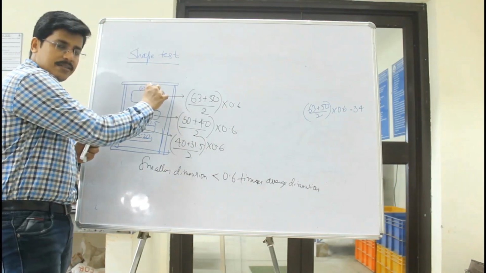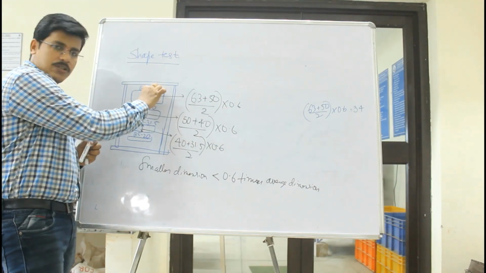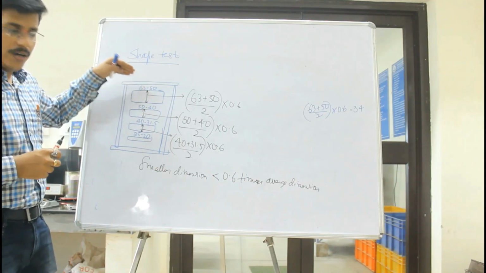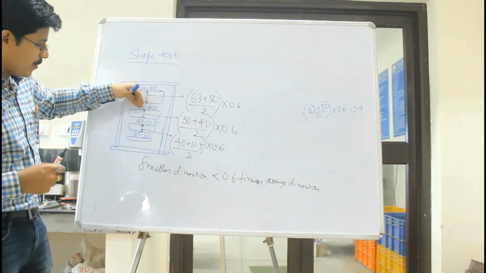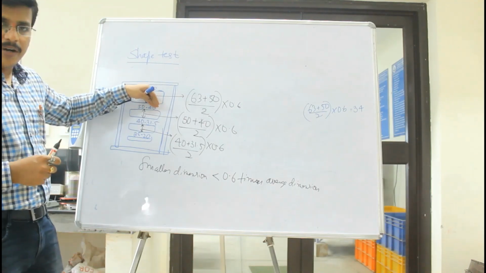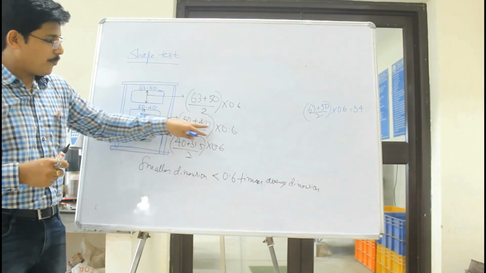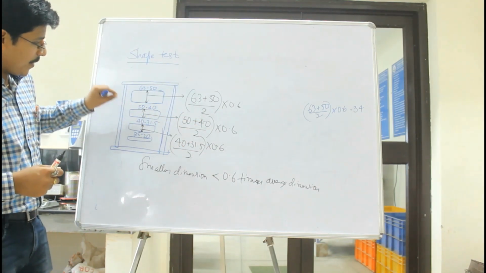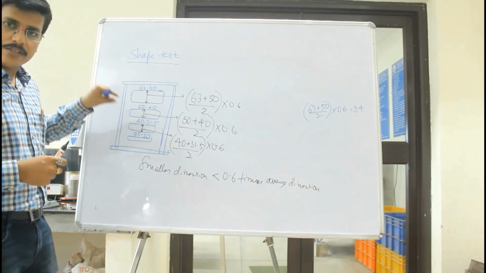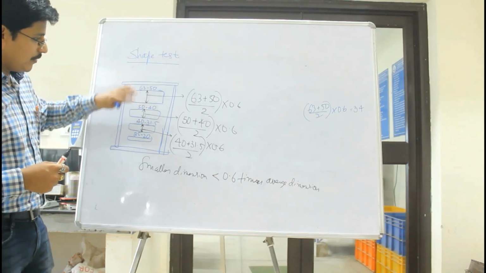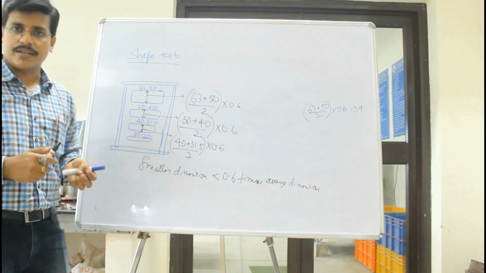So any aggregate having thickness less than this will pass through the particular slot, and accordingly it will be a flaky aggregate. In a similar manner, for any aggregate passing through the 50 mm sieve and retained on the 40 mm sieve, the average dimension will be approximately 45, into 0.6. So any aggregate passing through this particular slot thickness-wise is a flaky aggregate. In this way we classify flaky aggregates using this flakiness gauge.